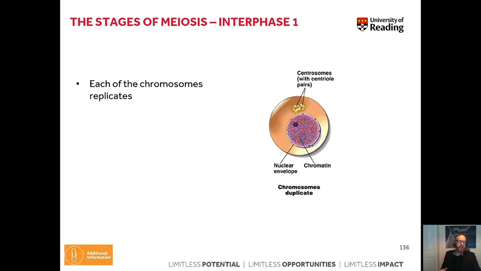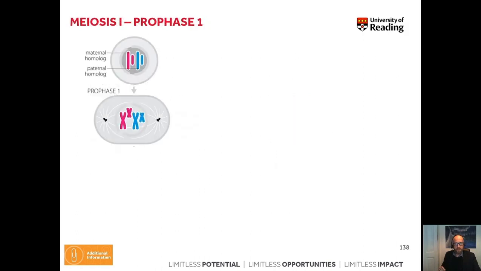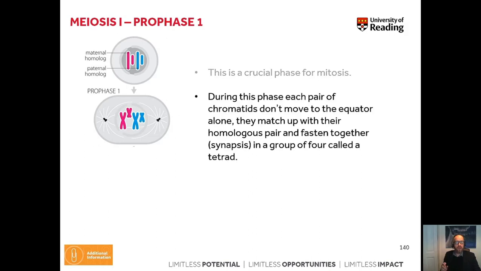So during the interphase preceding the meiosis, each of the chromosomes replicates. This results in two genetically identical sister chromatids which remain attached at the centromeres. During prophase 1 of the meiosis, which is a crucial phase, each pair of chromatids doesn't move to the equator alone, they match up with a homologous pair and fasten together in a group of 4 called a tetrad.